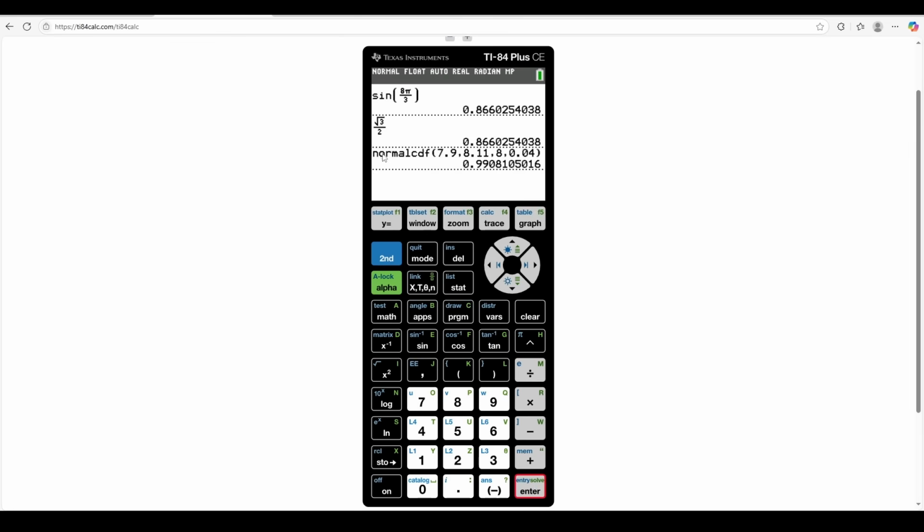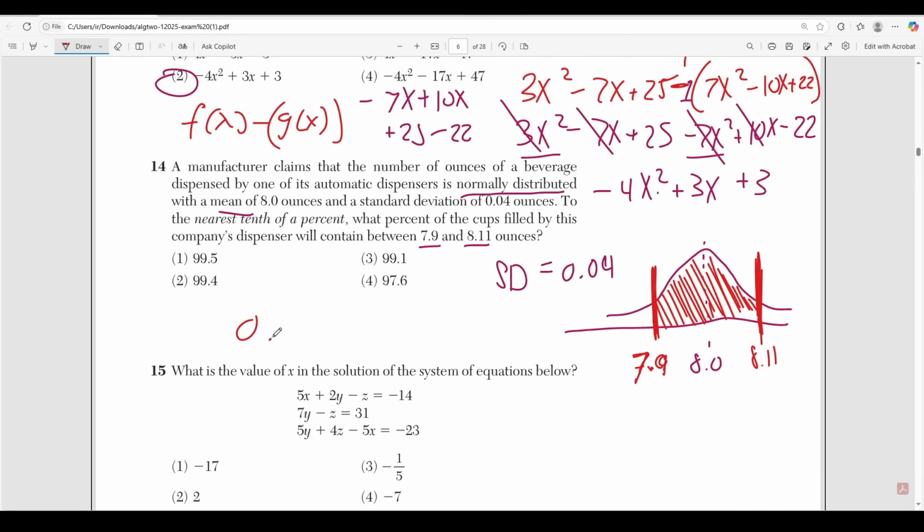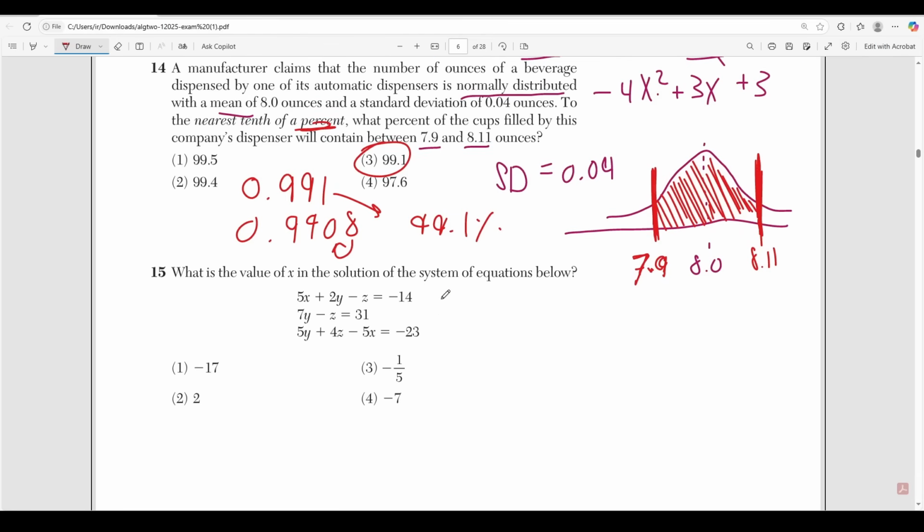And you get that the normal CDF for this is 0.9908. And to the nearest tenth of a percent, well, you just have to round this up to 0.991, which is equal to 99.1%, okay, which is going to be choice 3 in this case, okay? So in other words, after the calculator ran its simulation, it found that 99.1% of the beverages that exist here are going to fall between 7.9 and 8.11.